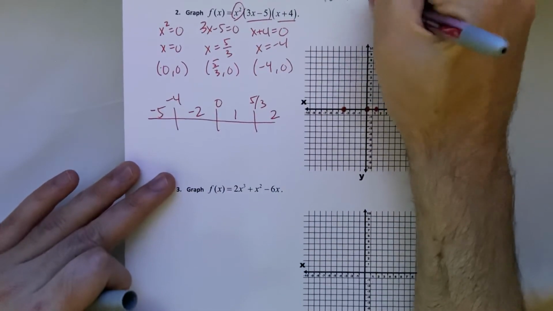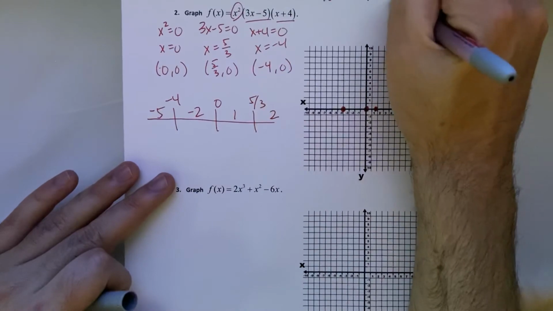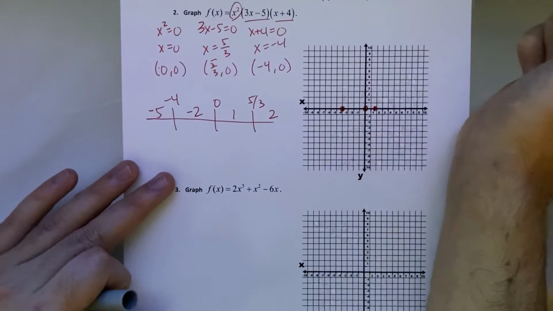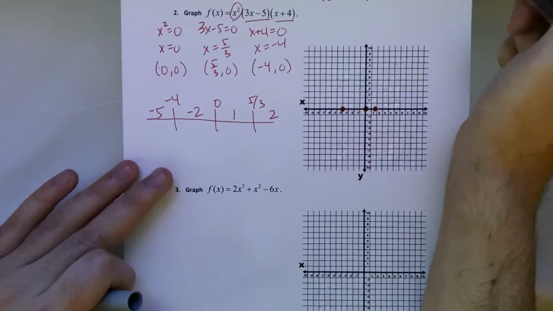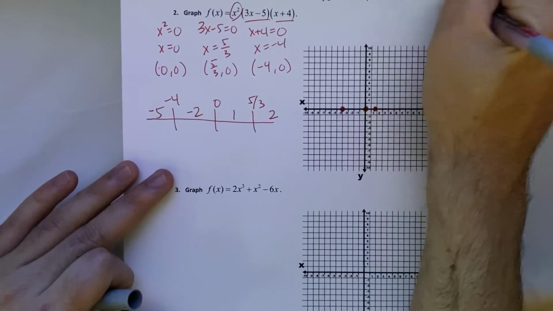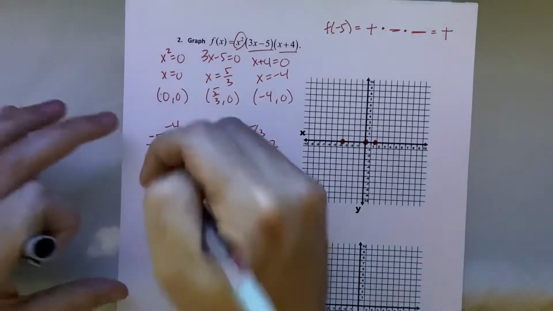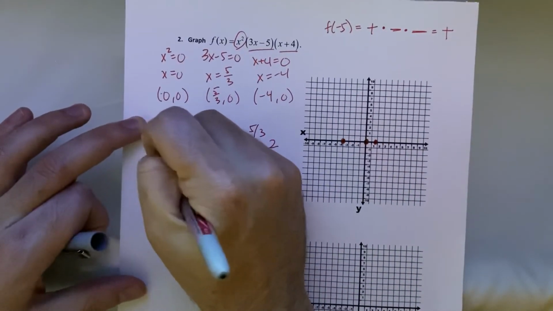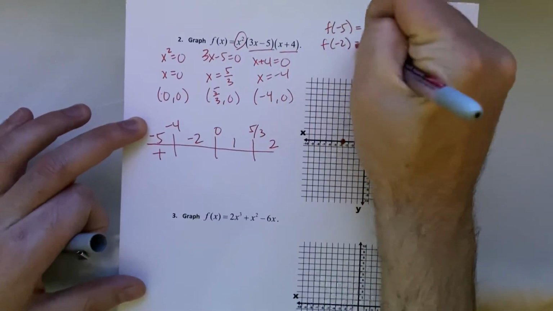-5 squared is positive, so what about here? 3 times -5 minus 5 is negative, so positive times negative. -5 plus 4 is negative. What's a positive times a negative times a negative? It's positive, because the two negatives become a positive. So this is positive. Now we plug in our next value, -2.